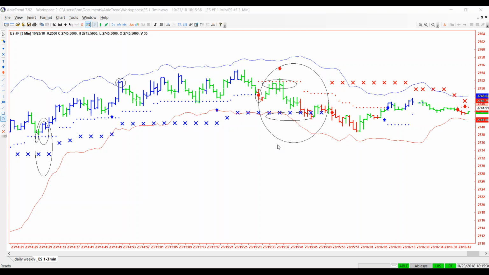Josie says, why using the 1-3? We've been using the 1-3 now for about a year and a half, Josie. We've been using the 1-3 chart.